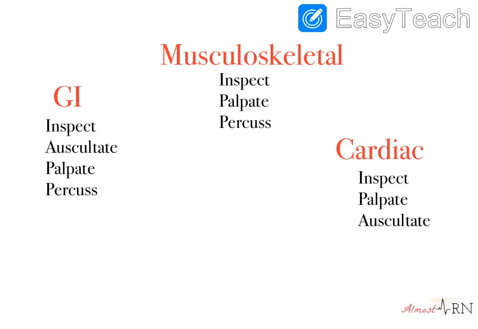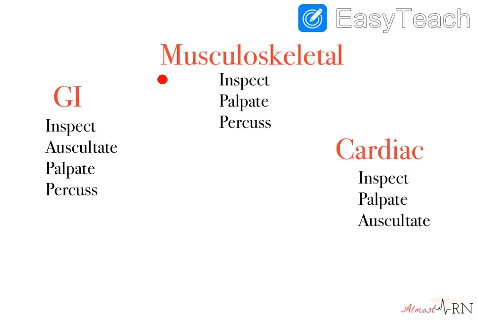And I told you guys I would show you this. So this is where our specific order of these steps would come into play. So for GI, we're going to inspect first, and we're going to auscultate second, and then palpate, and then percuss. The reason why we auscultate second is because by palpating and percussing, we could alter some bowel sounds. So we want to make sure that we're listening to our patient's true stomach sounds. So palpating and percussing first might cause some of those sounds to be muffled. So we want to make sure that we always auscultate second when we're dealing with GI.